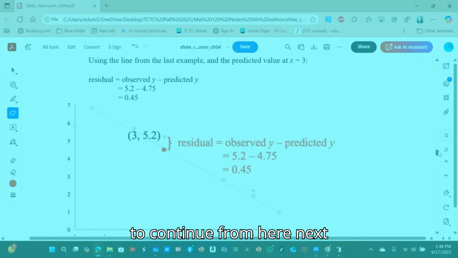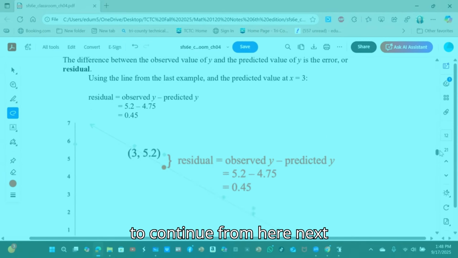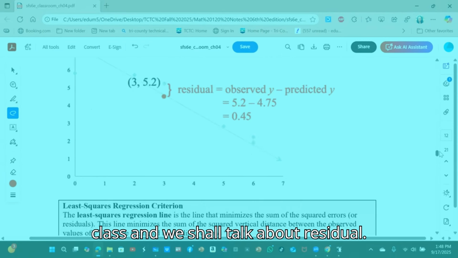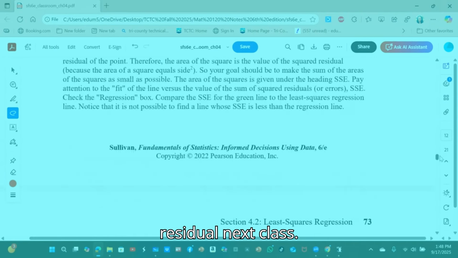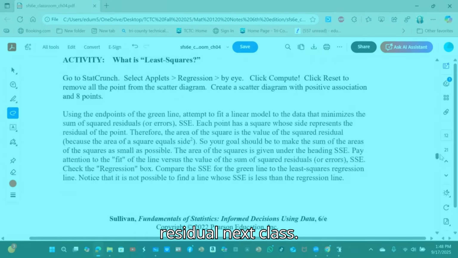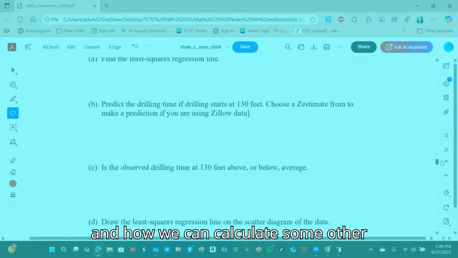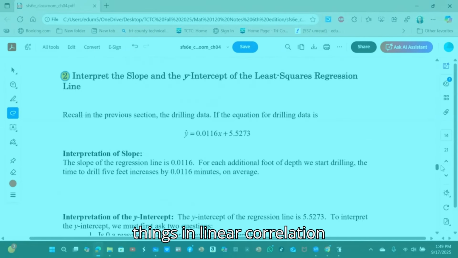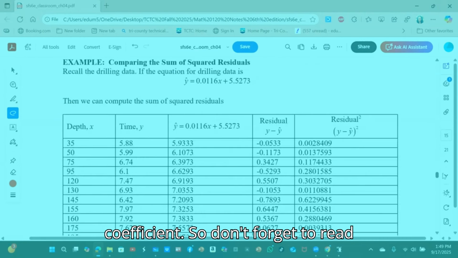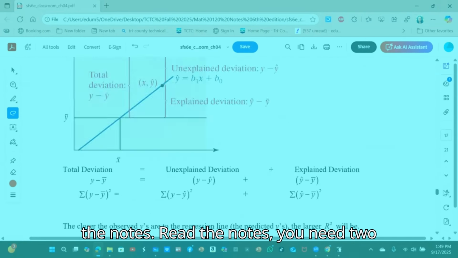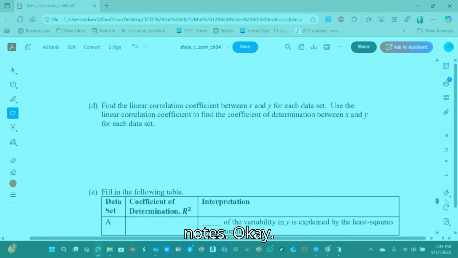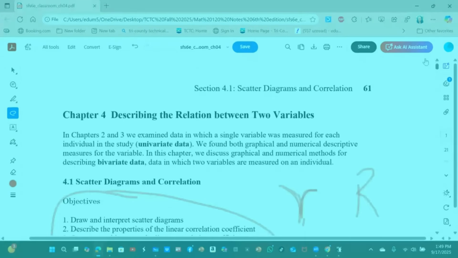We are going to continue from here next class, and we shall talk about residuals and how we can calculate some other things with the linear correlation coefficient. So don't forget to read the notes. You need to read the notes.